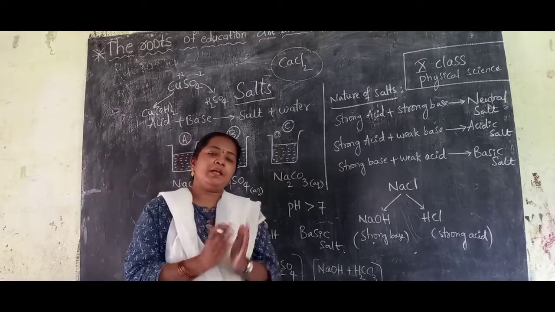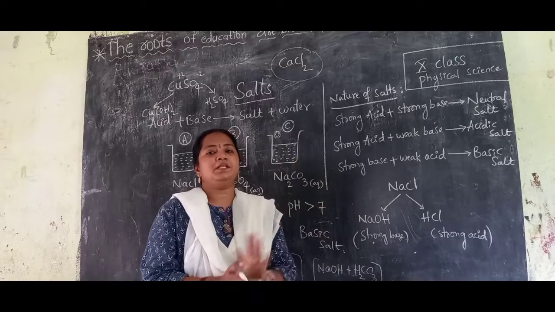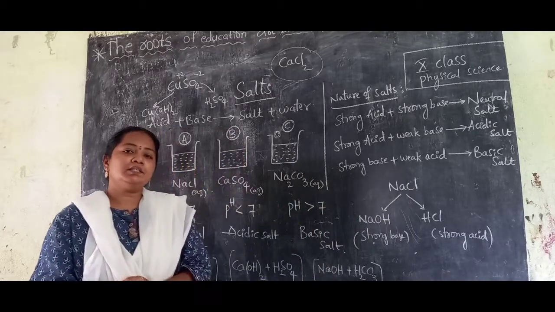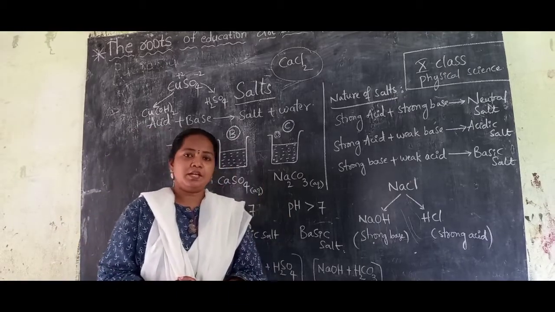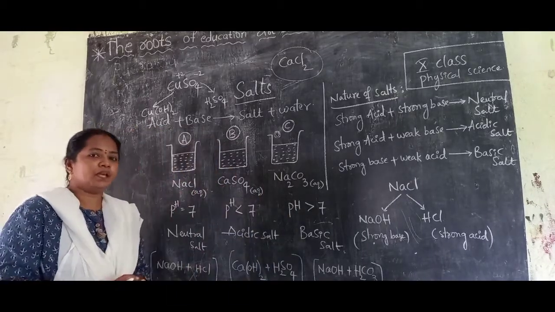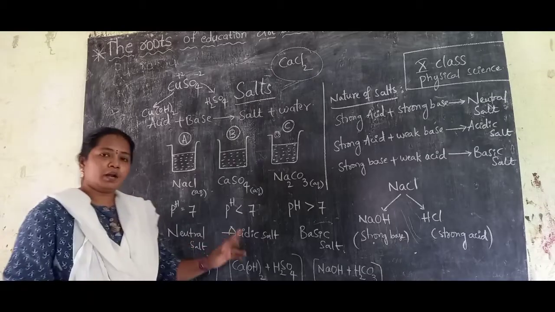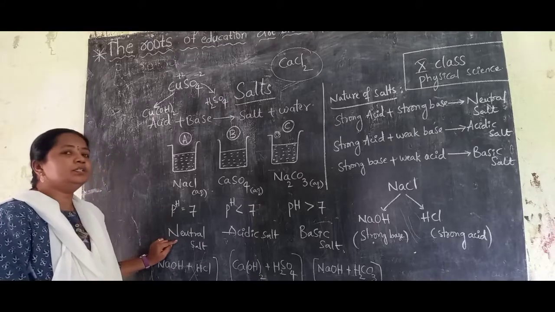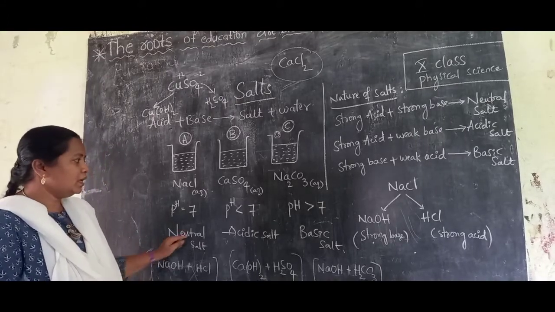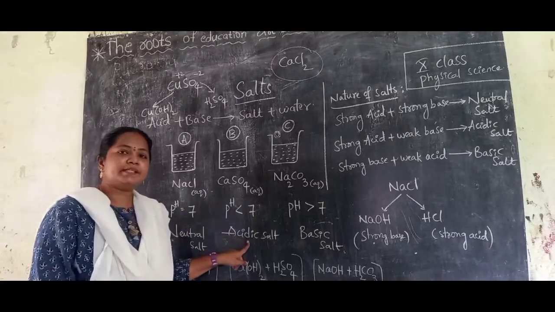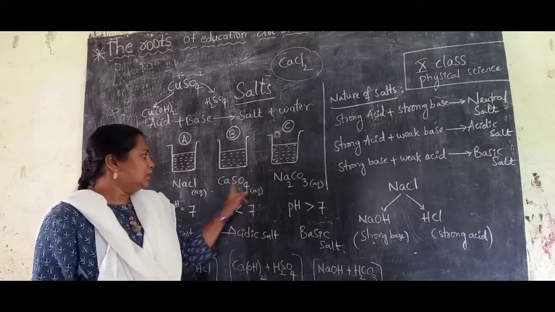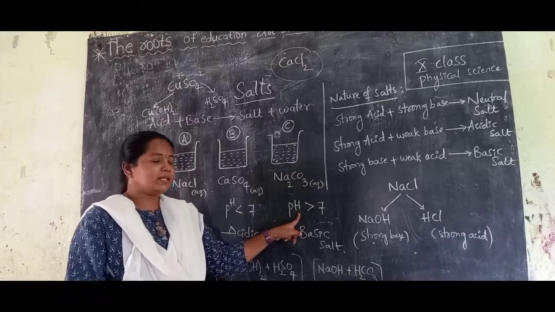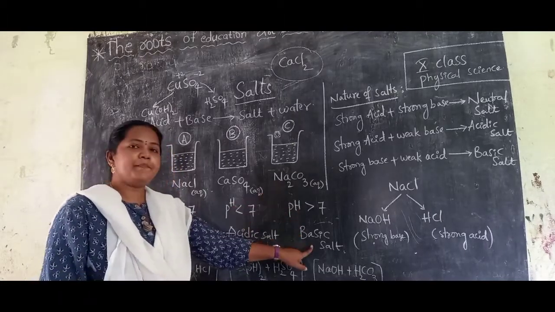Then more than 7, that means 7 to 14, the right-hand side of the pH scale. Values 7 to 14 indicate that the substance is basic in nature. So based on the pH values we can identify acidic, neutral or basic. In the first beaker, pH is equal to 7, so we can say it is a neutral salt. Then pH less than 7 indicates an acidic salt. This one is an acidic salt. And in the third case pH is greater than 7, so sodium carbonate is a basic salt.